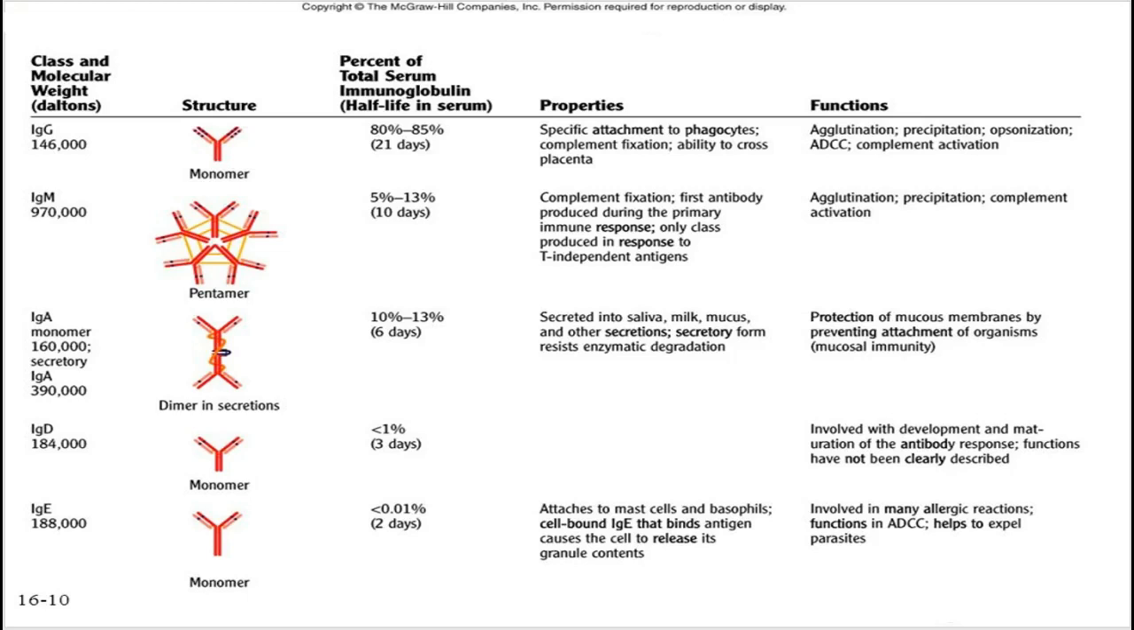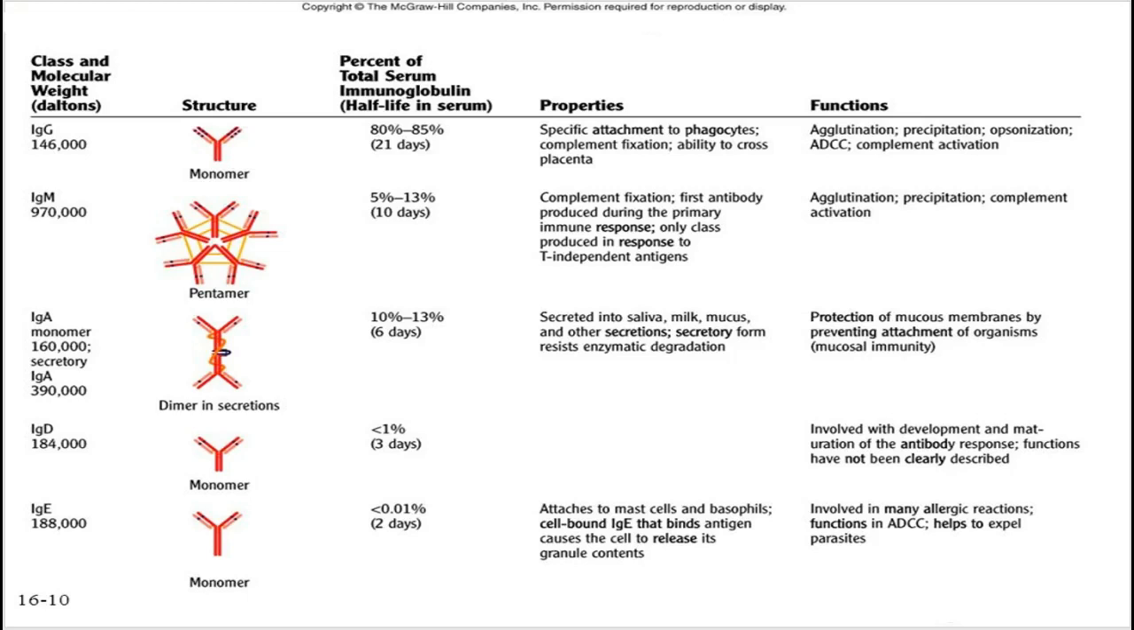IgD is the next most common antibody. It is also a monomer. It makes up less than 1% of antibody production, and it lasts about 3 days. It's involved in the development and maturation of the antibody response. It's not clearly understood what all of the roles and locations of IgD are.